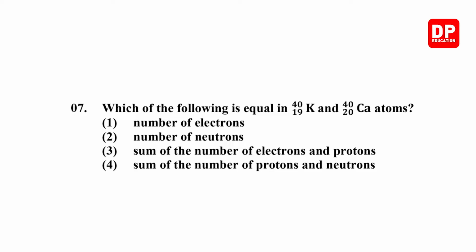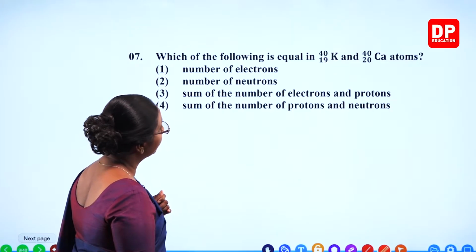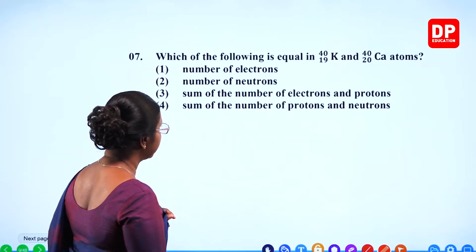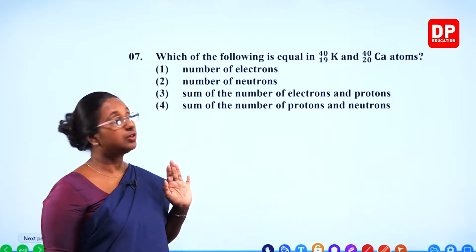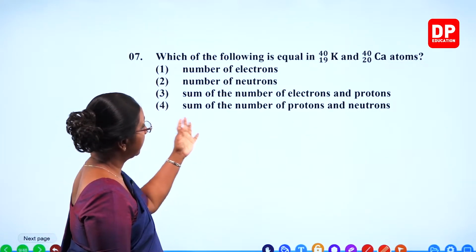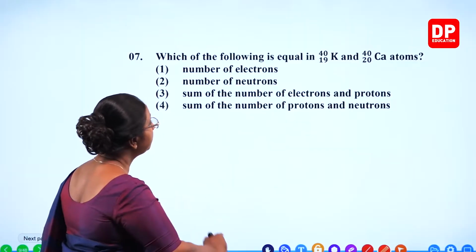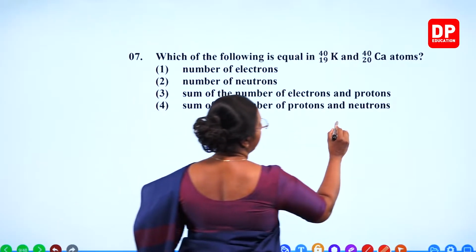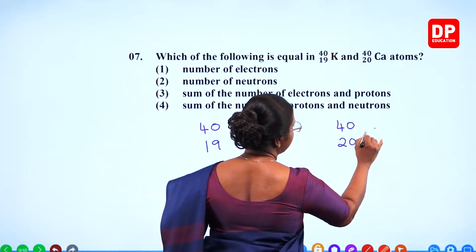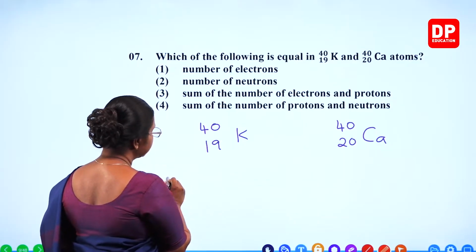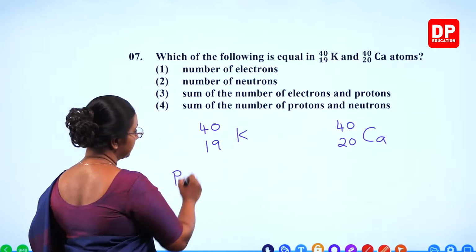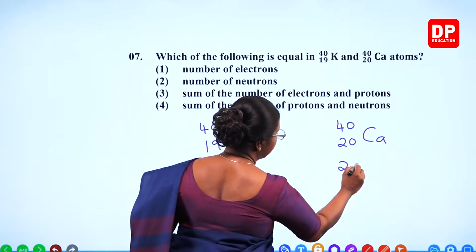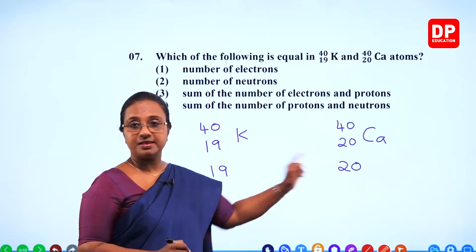Question number 7. Which of the following is equal in 40-19 potassium and 40-20 calcium atoms? So, here the question is related to the number of subatomic particles: electrons, neutrons and protons. If we look at both 40-19 potassium and 40-20 calcium, protons equal the atomic number. So, here protons 19, here we have 20 protons. Atomic number is given below.